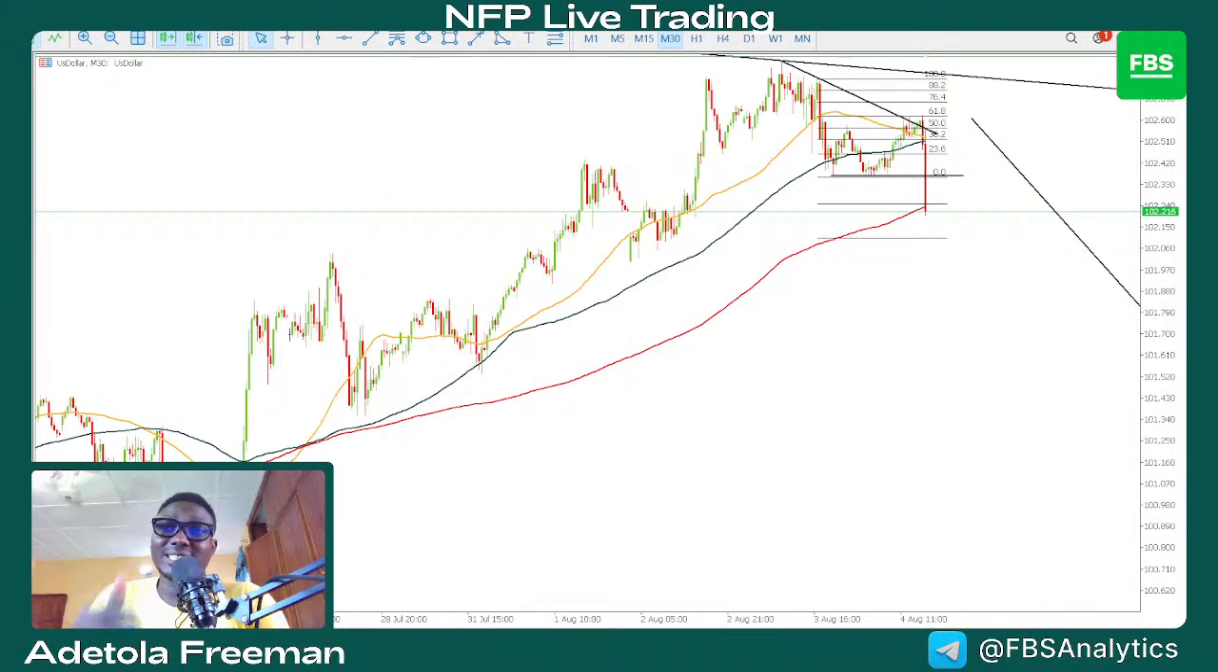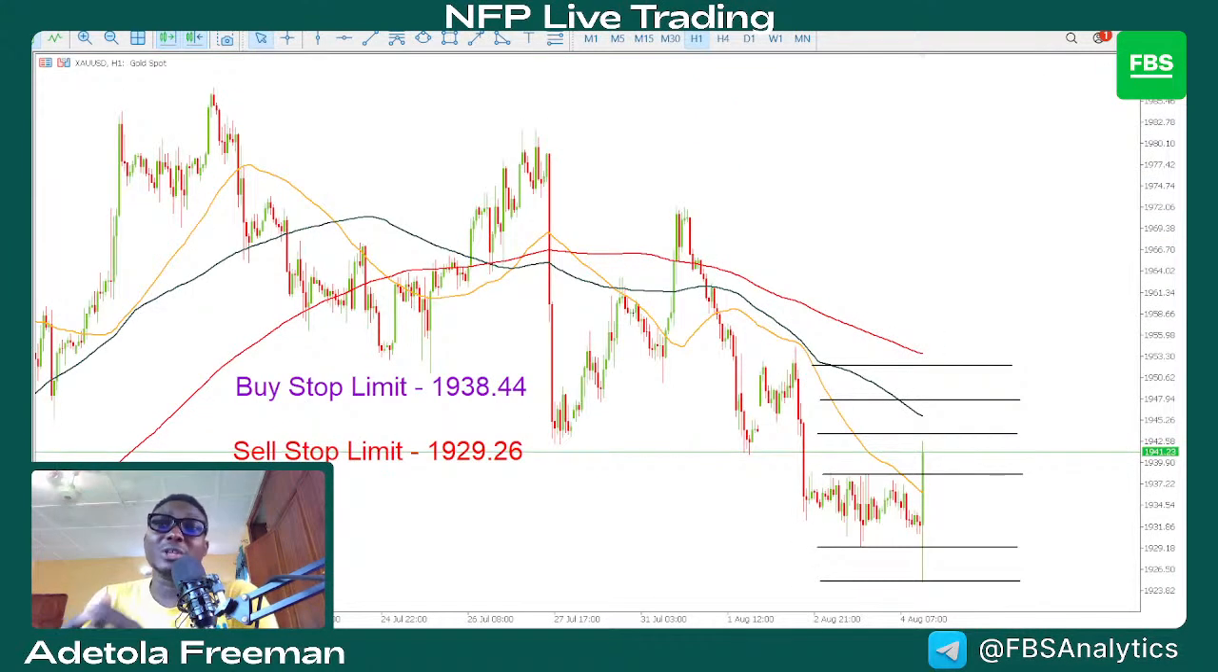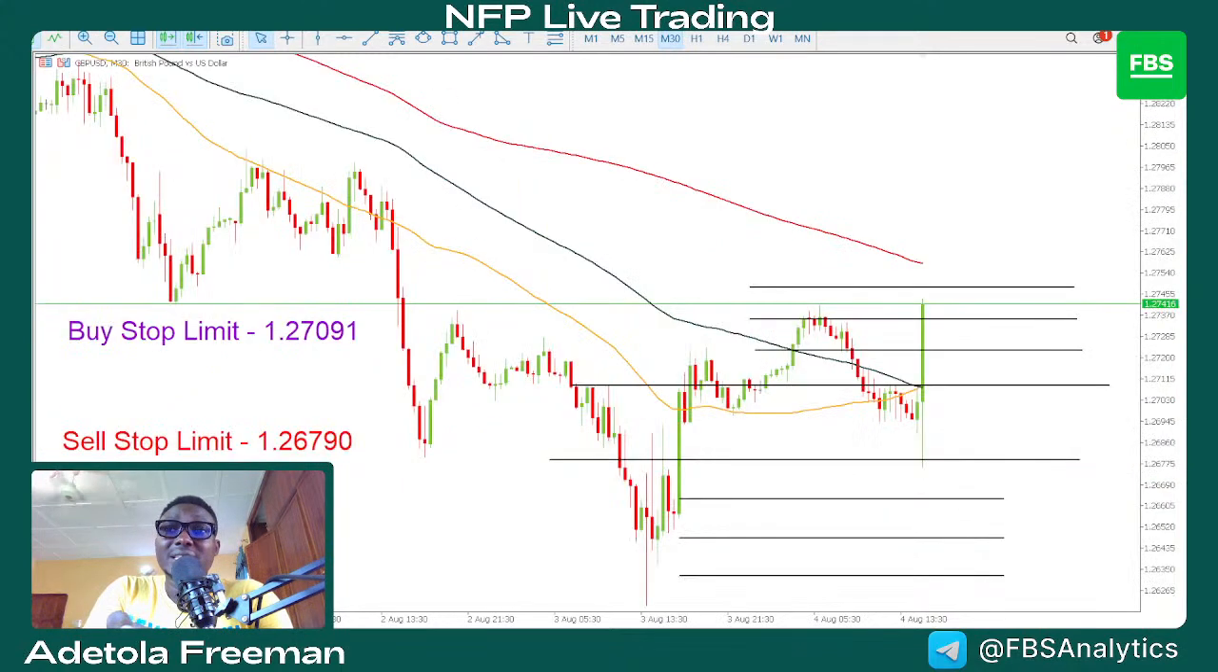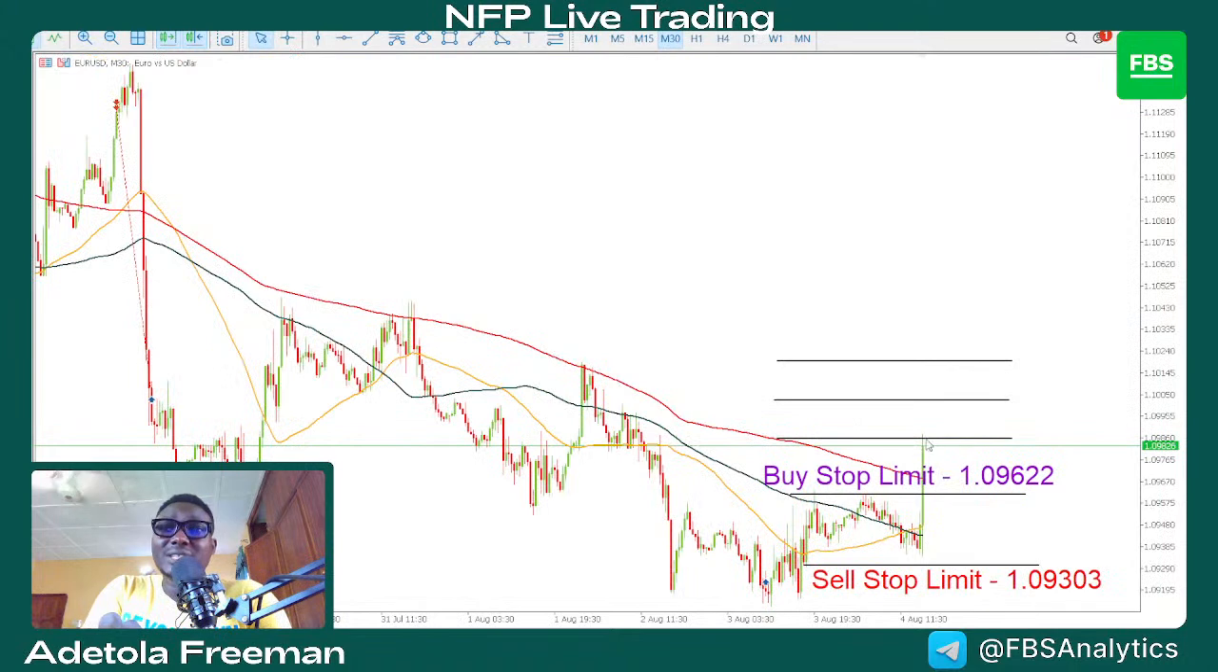All right, the exact same calls. I gave three calls. You shouldn't crucify me if one of them doesn't go the way you expected it to. And this is the gold that we're talking about. It's in profit. This is GBP USD approaching TP3 already. This is Euro USD already touched TP1. So guys, this is as simple as it comes. And I honestly want to believe that you guys are doing well.